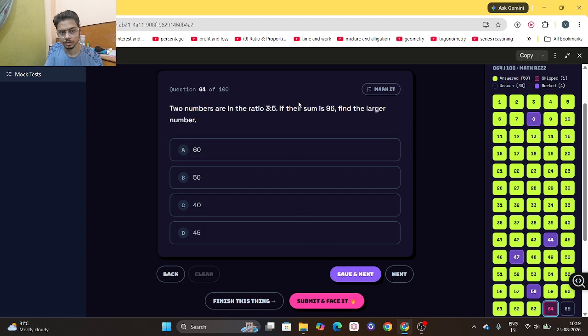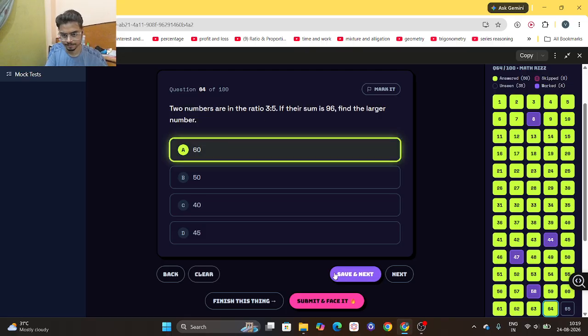Two numbers are in the ratio 3 is to 5. If their sum is 96, the larger number is: 8x is equal to 96, x is equal to 12, 12 into 5 is 60. Next.